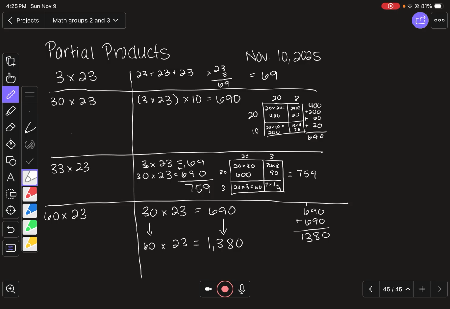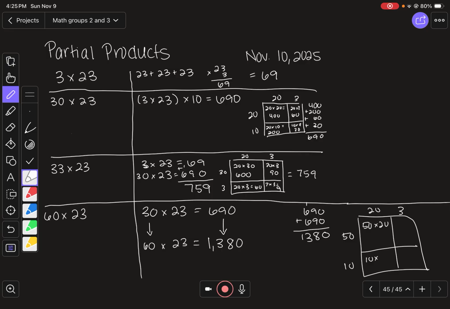So some people might have done like I did, showed you up at the top. You might have broken up your area model into 50 and 10, which would give you 60, and then 20 and 3. 50 times 20, 10 times 20, 50 times 3, and 10 times 3. So that is another way that you could solve this problem.